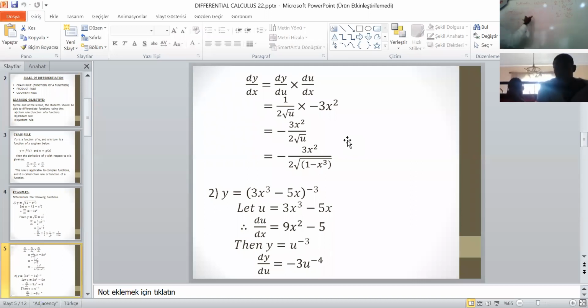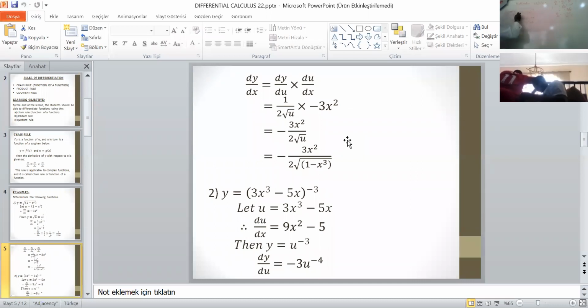Then, of course, the power of x here is 1. So 1 times minus 5 is minus 5, and that is raised to the power of 0. And of course, you agree with me that x raised to the power 0 is just 1. So it's just minus 5 here. So du dx is equal to 9x squared minus 5.